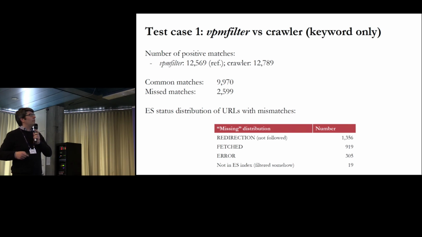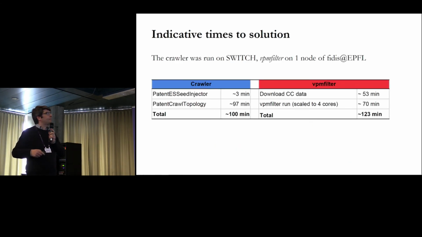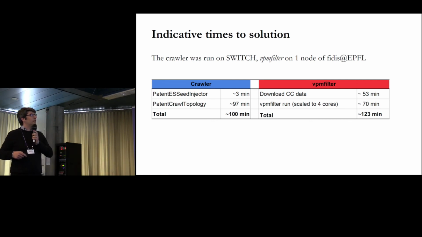Now if we look at the time to solution from the crawler and the VPM filter, that was pretty similar. It was 1 hour and 40 minutes in both cases. More importantly is the TCO comparison. At Switch, basically you don't pay for the network, whereas at EPFL you pay 3 cents per gigabyte of data.